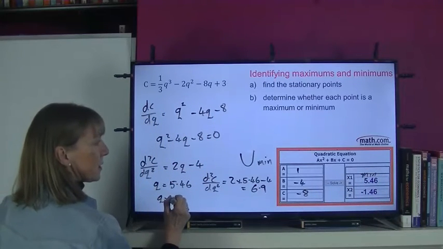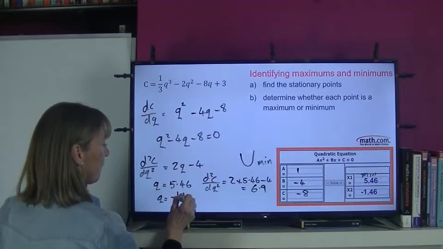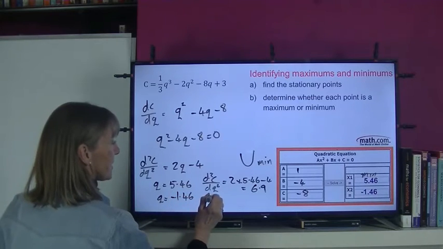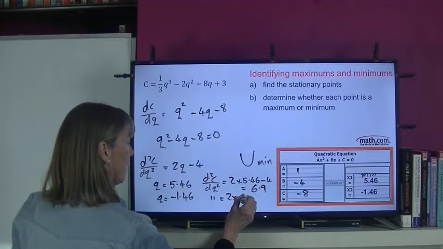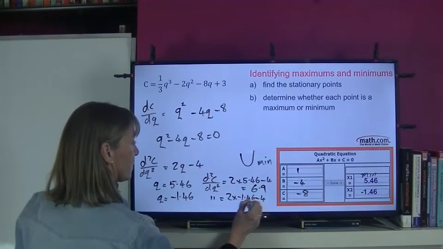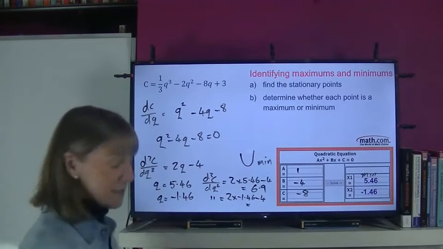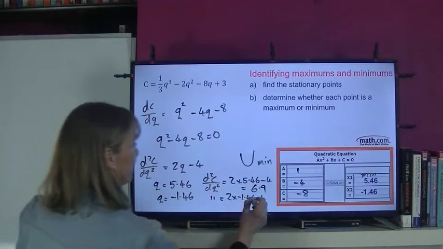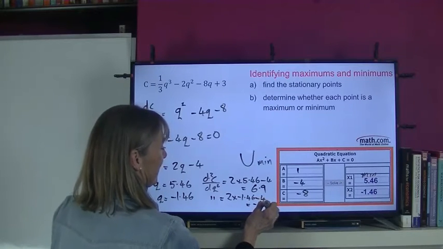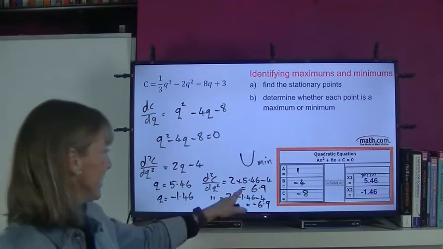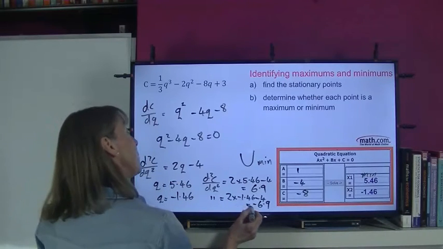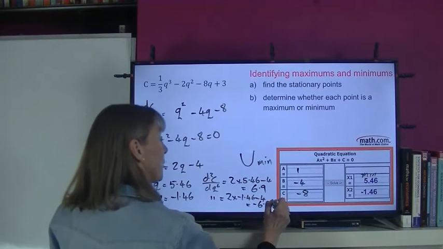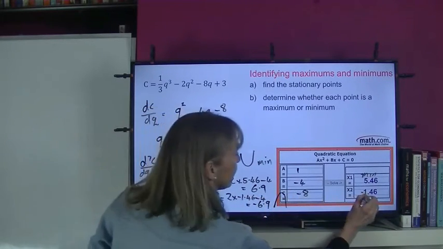When q equals minus 1.46, the second derivative is 2 times minus 1.46 minus 4, minus 6.92. So it's a negative number. It looks like it's the negative version of that. It's a negative number, and negative people are frowny people, so this one is a max.